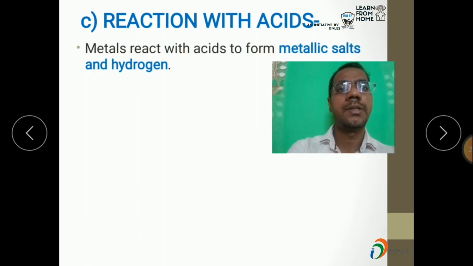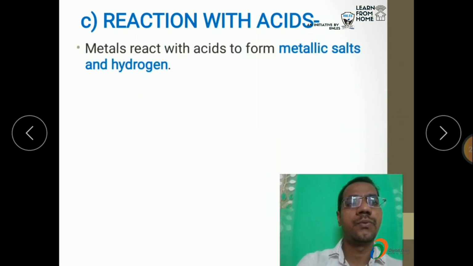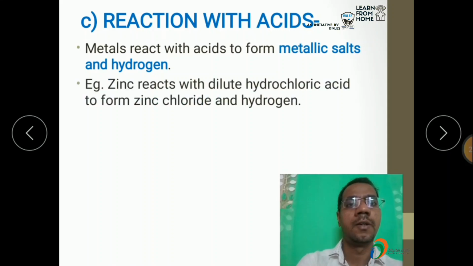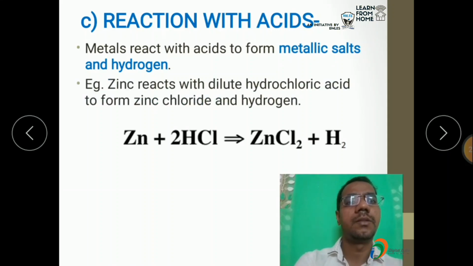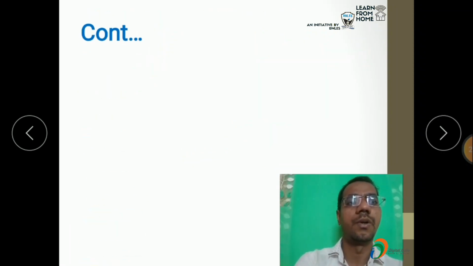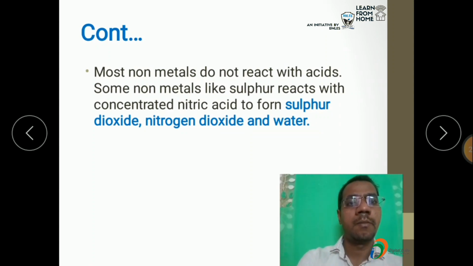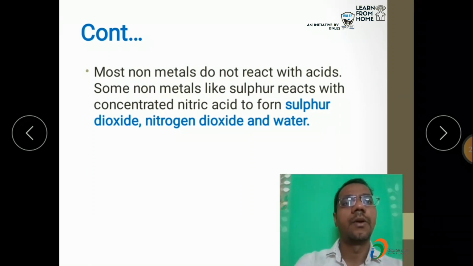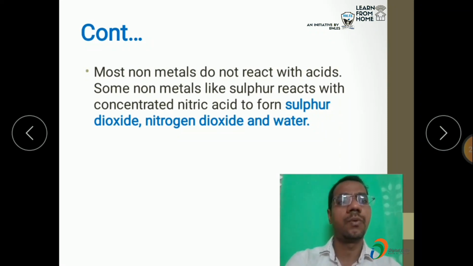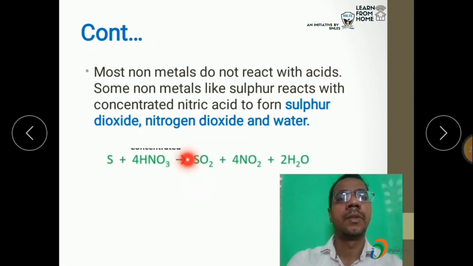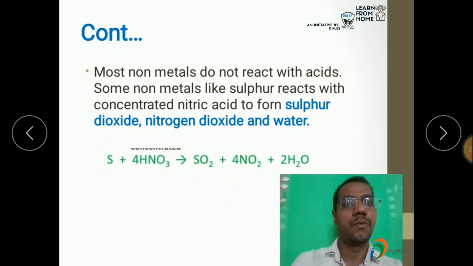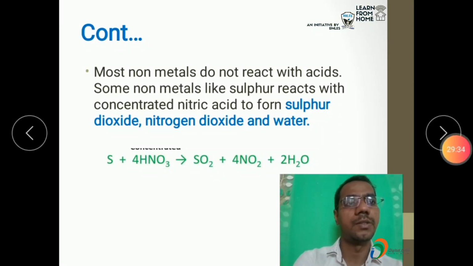Reaction with acids. Metals react with the acids to form metallic salts and hydrogen. So in this way, zinc reacts with HCl to form ZnCl2, plus hydrogen gas is evolved. If we compare with the non-metals, they do not react with the acids, but a few non-metals like sulfur react with the acids to form sulfur dioxide, nitrogen dioxide and water. So this is nothing but today's lecture. In the next lecture we will discuss the next chemical properties of metals and non-metals.